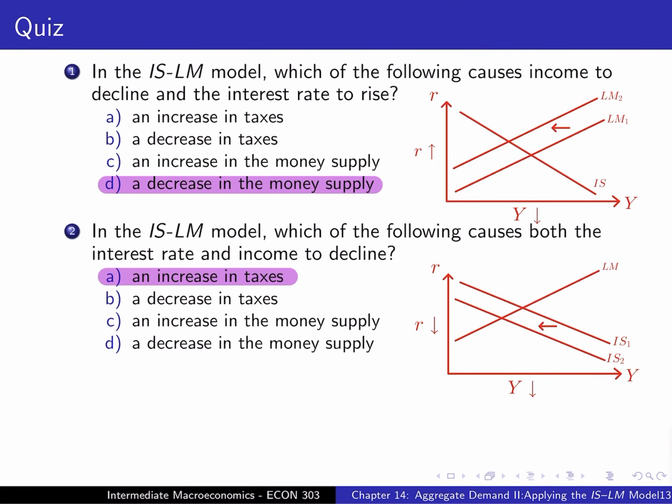Question number 2. What causes both income and the interest rate to decline? Higher taxes reduce disposable income and consumption. This shifts the IS curve to the left, lowering both the interest rate and output. In the graph, the IS curve shifts left from IS1 to IS2. The new equilibrium at point B shows lower R and lower Y compared to point A. The answer is A, an increase in taxes.